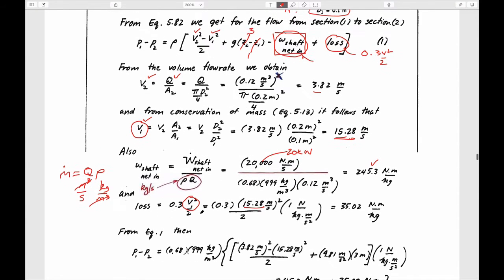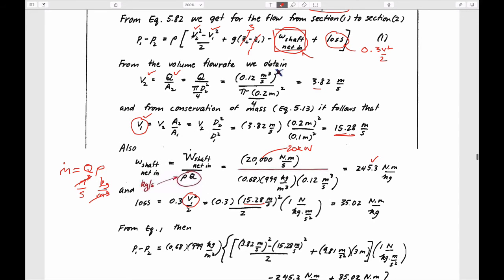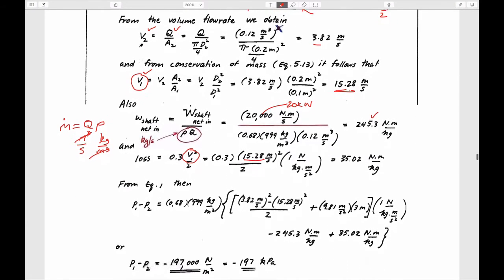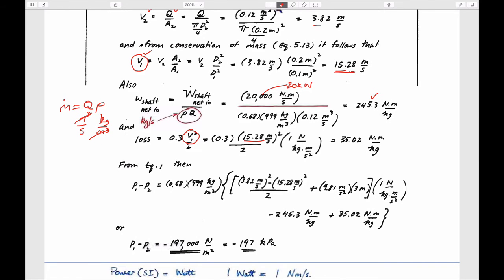And so now, without getting into the nitty-gritties of all these things, we've got the velocities in the two pipes. We've got the elevation difference, 3 meters. We've got the power converted to this lowercase w through this expression here. And we have the loss defined in terms of the velocity in pipe 1. The only thing we don't know is what we solve for, and that's the pressure difference between the downstream and the upstream. And in this case, it comes out to be minus 197 kilopascals.